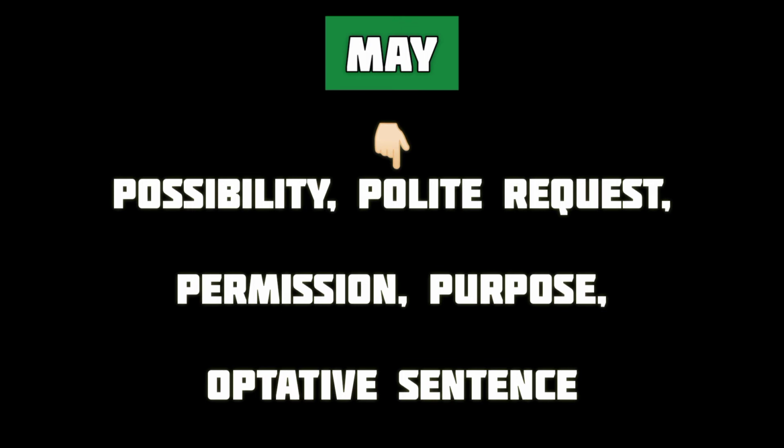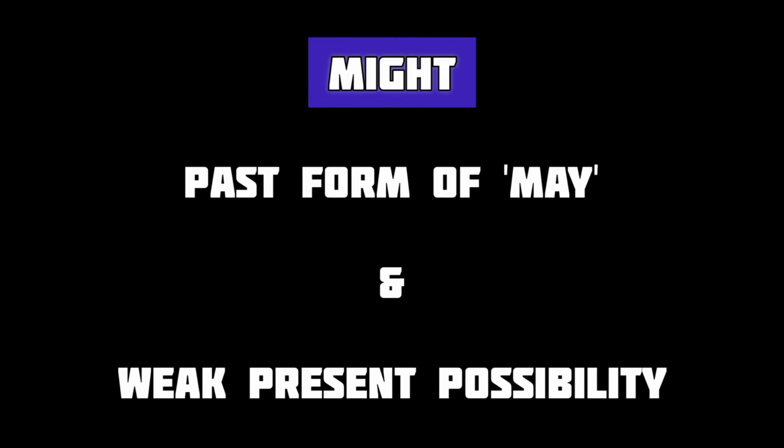It shows the present possibility. It also shows a purpose. It expresses a polite permission, and it may be used in an optative sentence as well. But what about might? Well, might is the past tense of may, and it also shows a weak present possibility.